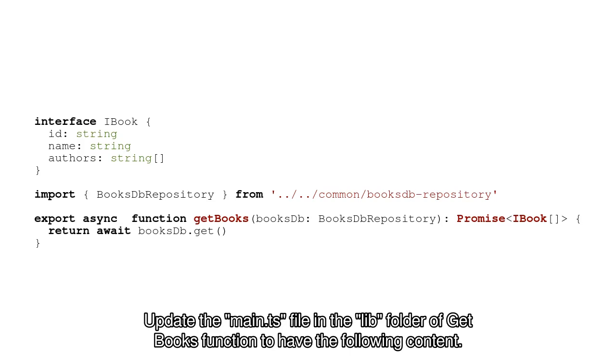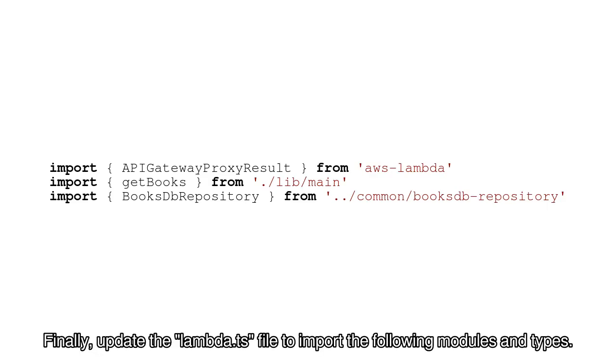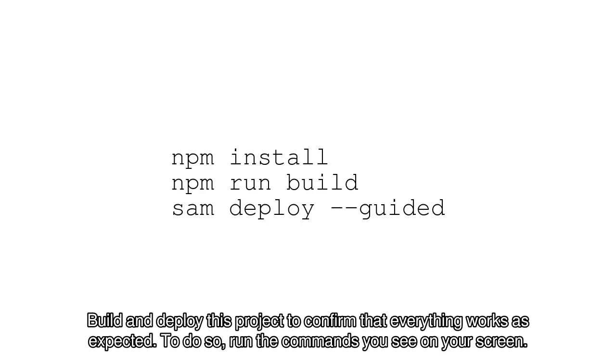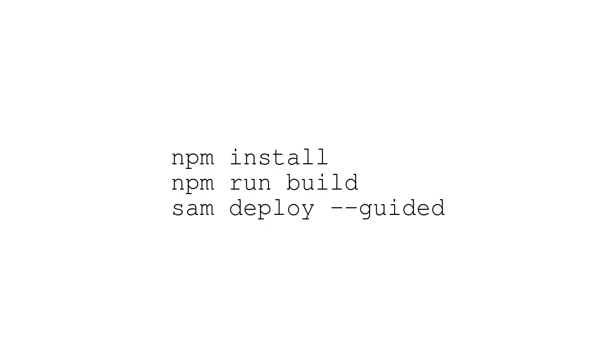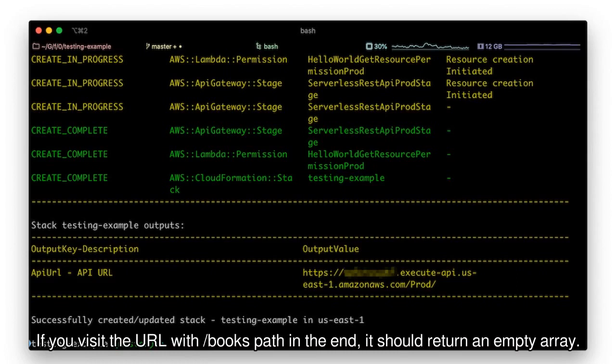Update the main TS file in the lib folder of the getBooks function to have the following content. Finally, update the Lambda TS file to import the following modules and types. And update the handler function to have the following content. Build and deploy this project to confirm that everything works as expected. To do so, run the commands you see on your screen. When the deployment finishes, SAM will output our API URL. If you visit the URL with the books path at the end, it should return an empty array.